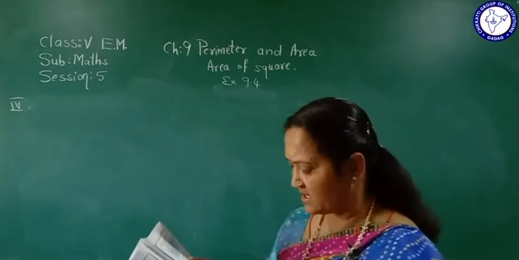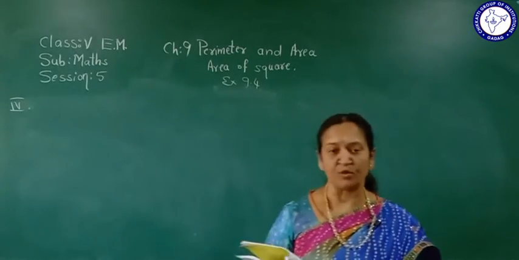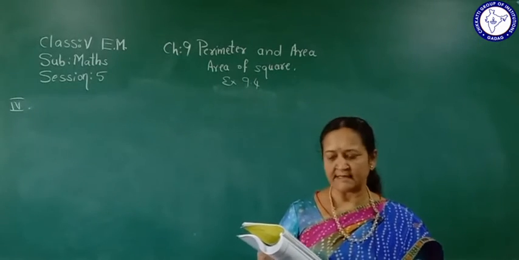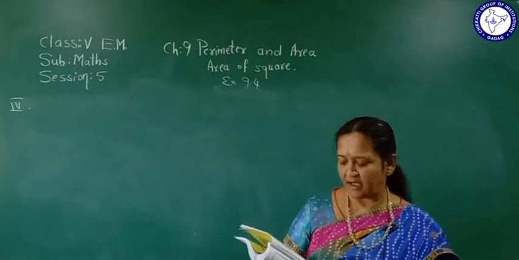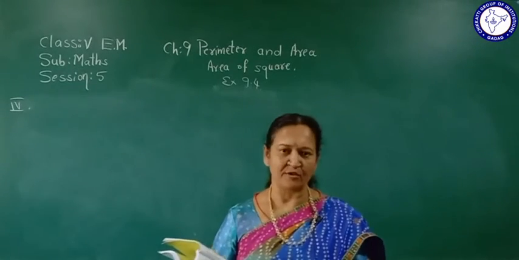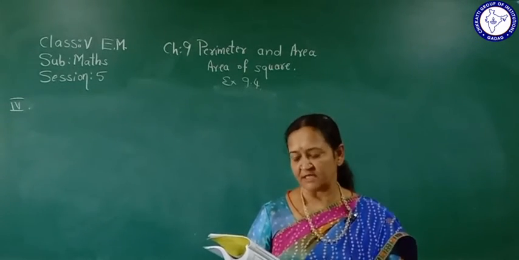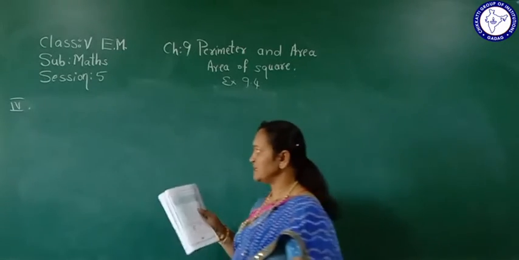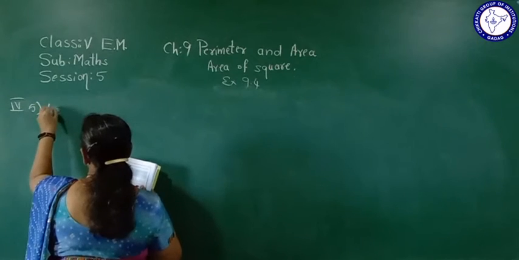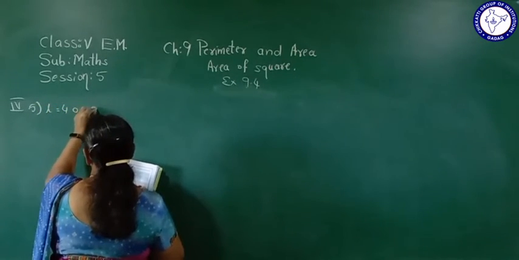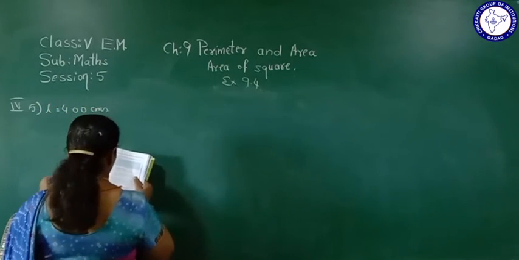Here fifth question is, the length of a square room is 400 centimeter. How many square tiles of 10 centimeter in length are required to cover the floor of a room? Now here length of a square room, it is 400 centimeter. So here fifth answer, length is 400 centimeters.